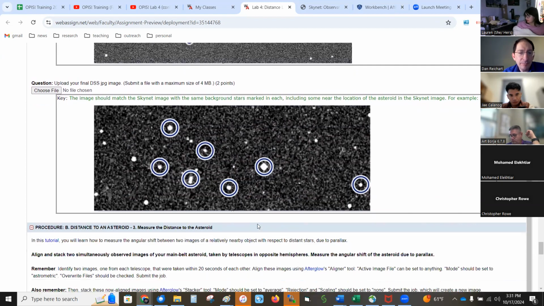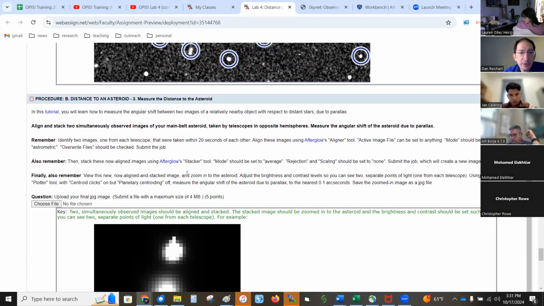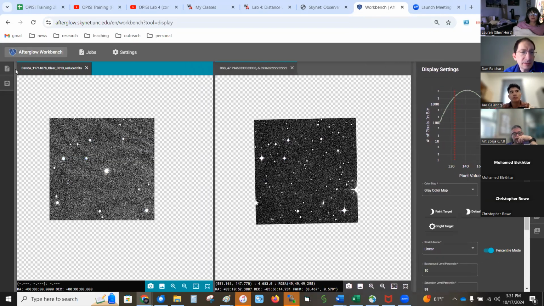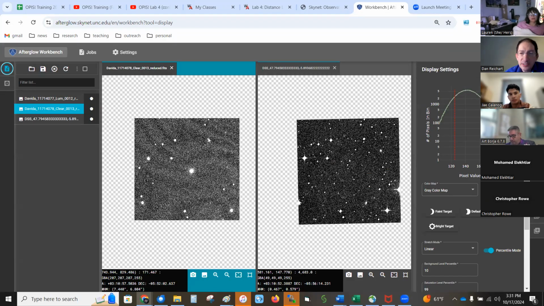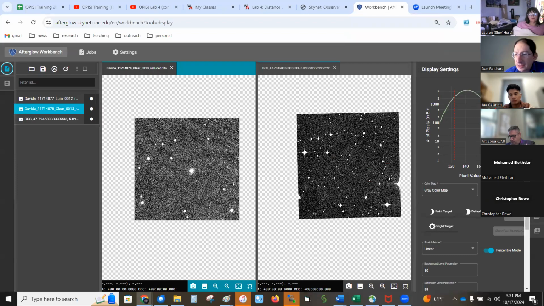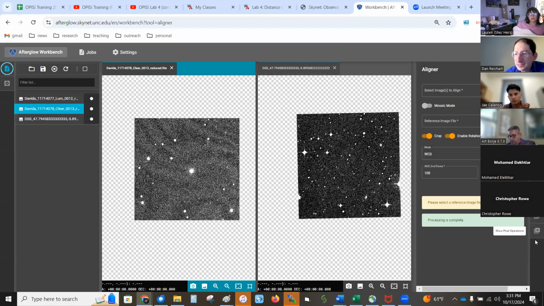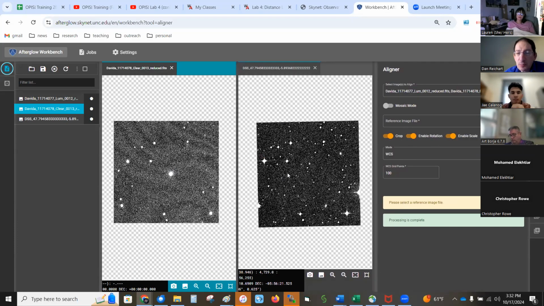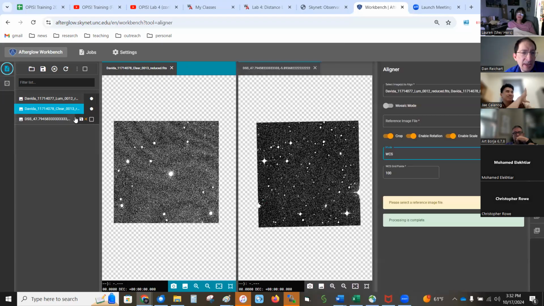Okay. Now that they've identified which one's the asteroid, we're going to measure the parallax. Okay, so let's come back here. To measure the parallax, what we're going to do is stack these images. So it's a two-step process. First, we align them. That's the third from bottom, the aligner. Let's select these two images, not the DSS, but the two images that we took simultaneously. Make sure crop, rotation, and scale at least are on. Since they're different telescopes, the cameras do have different scales. With same telescope observations, you just need to crop and rotate, but with different telescopes, you also have to make sure scale is on. We're going to use the WCS. There are other ways to do alignments, but we'll use the WCS to align.